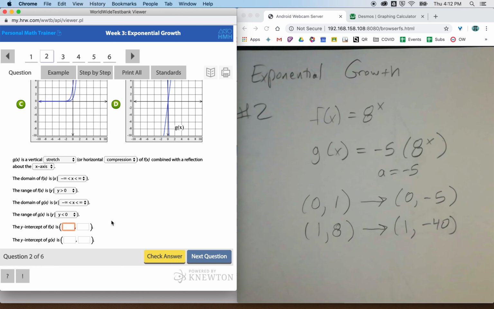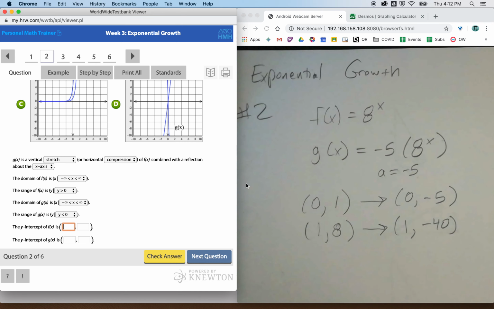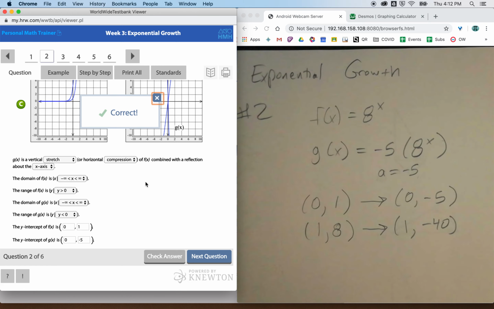The y-intercept of f of x is just going to be that first reference point here, 0, 1. And then the y-intercept of g of x, now it's not always the second reference point. This just so happens to be because x wasn't changed, but 0, -5 would be it. If you didn't see it here, you could use Desmos to get it. There'd be various ways. So let me check my answer. I got it right.